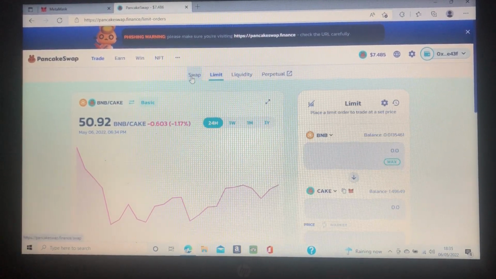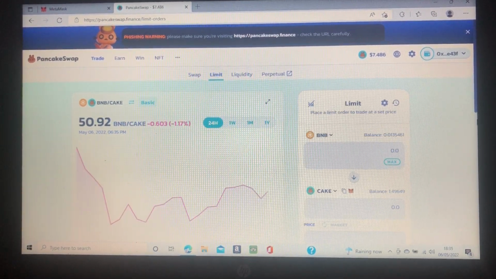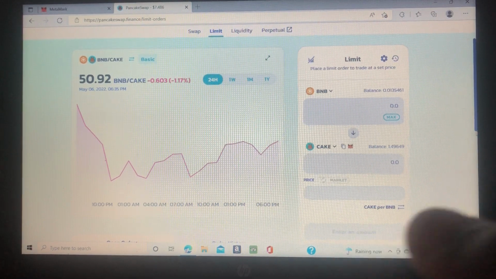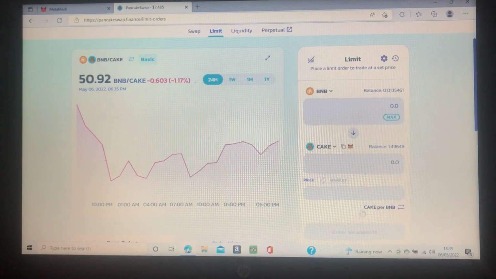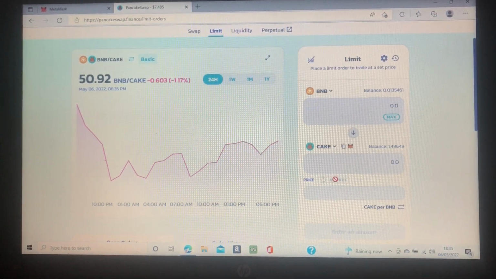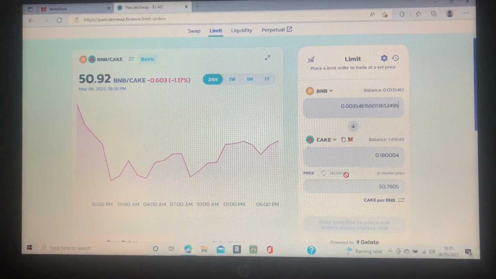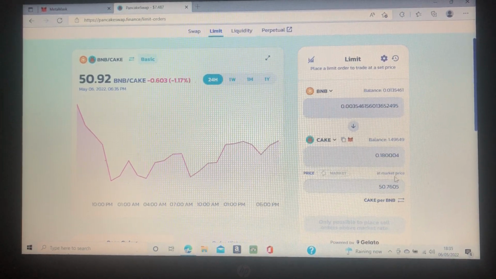Now, you come to swap. You see, it's different, it's just showing you slippage. You get? So limit, swap is you buy at market price. Limit, you set the price, the limit that you want the price to reach before you can buy. It will buy for you once you set it to buy for you, whether you are here or not. At market price, it means you want it to be bought at market price.